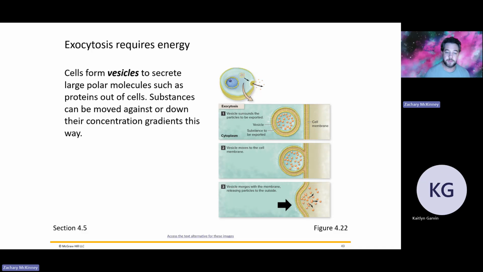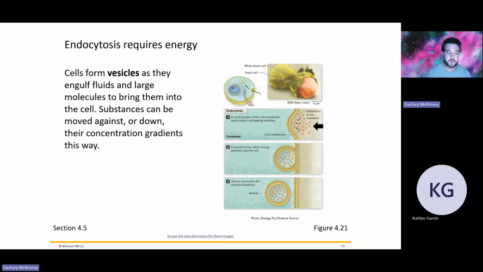The vesicles can bind to the cell membrane, and as they do that, they fuse. The phospholipids of the vesicle become part of the cell membrane, and the cell just gets a little bit bigger, and that allows these things to move outside and be pushed outside. Endocytosis is essentially just the opposite.